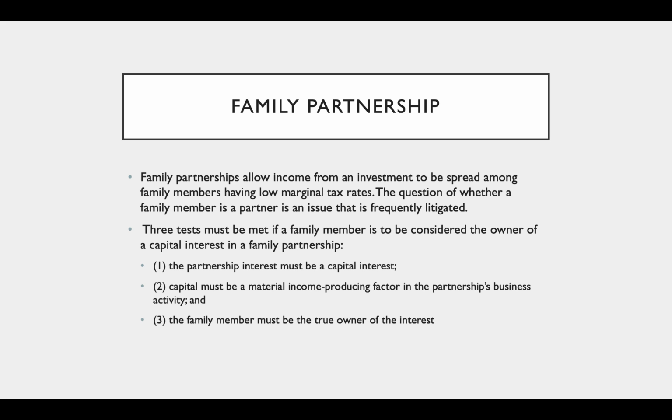We know capital versus partnership interest. We know what that means. 2, capital must be a material income producing factor in the partnership's business activity. So it can't just be a service business. There has to be investment that is a material income producing factor. And 3, the family member must be the true owner of the interest. And that's really a facts and circumstances test, and it's heavily litigated. A lot of it depends on how the family member acquired the interest. If the family member bought the interest, it's pretty clear that it's a true owner. But if the family member was gifted the interest, it's a lot harder to make that case. And then if the family member is a minor, it's going to be even harder.